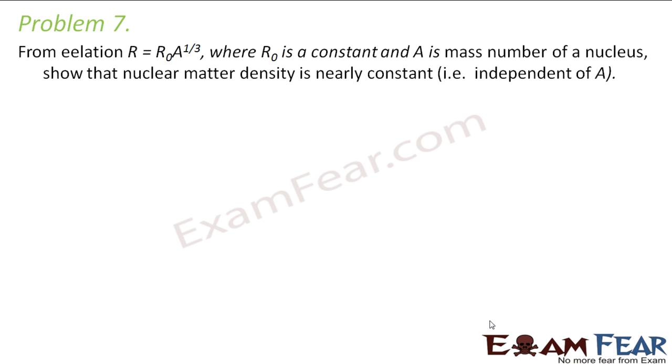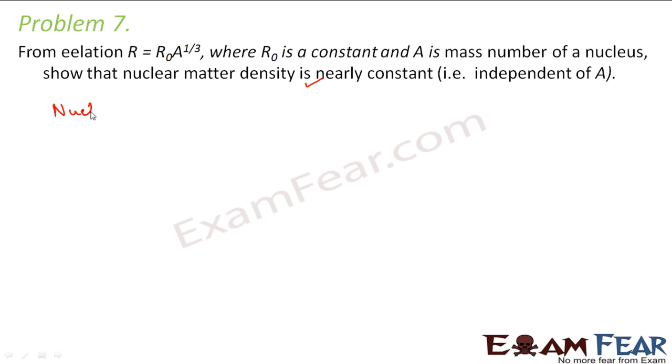Let us look at the 7th problem. It says, from the relation R is equal to R naught A to the power 1 by 3, where R naught is a constant and A is the mass number of a nucleus, show that nuclear matter density is nearly constant. You remember this is something which we had discussed when we were discussing nuclear radius. I told that the volume of the nucleus changes with mass number, but the density of the nucleus is independent of mass number. So here we'll try to prove this.